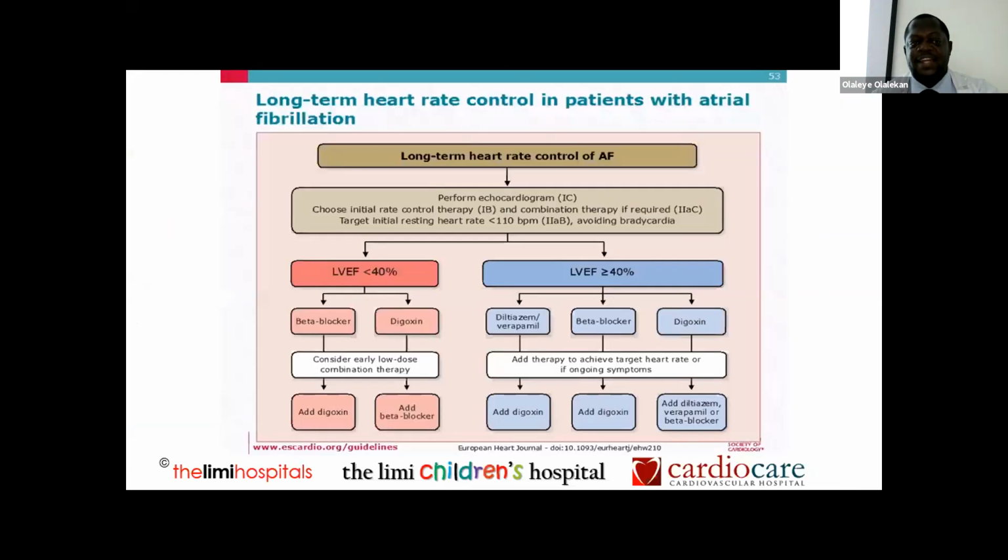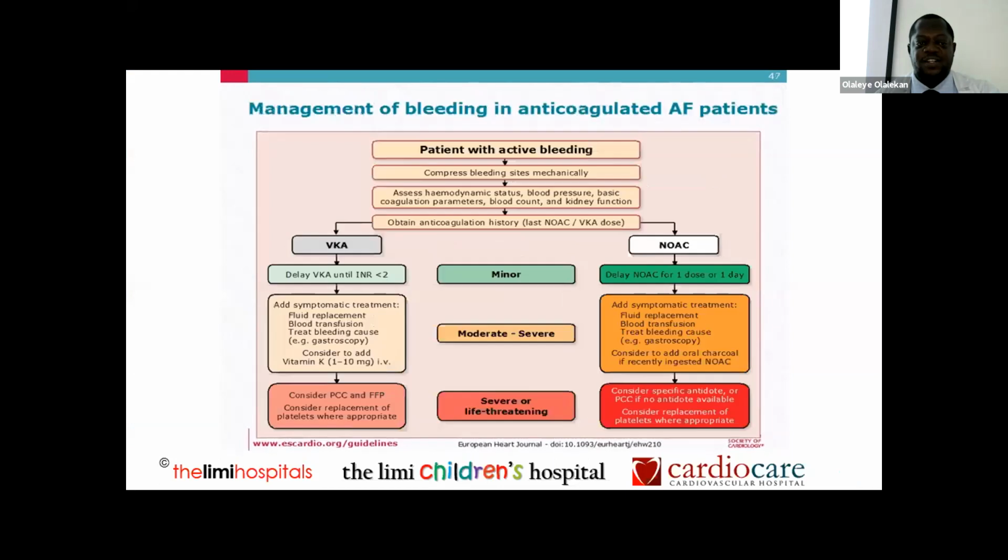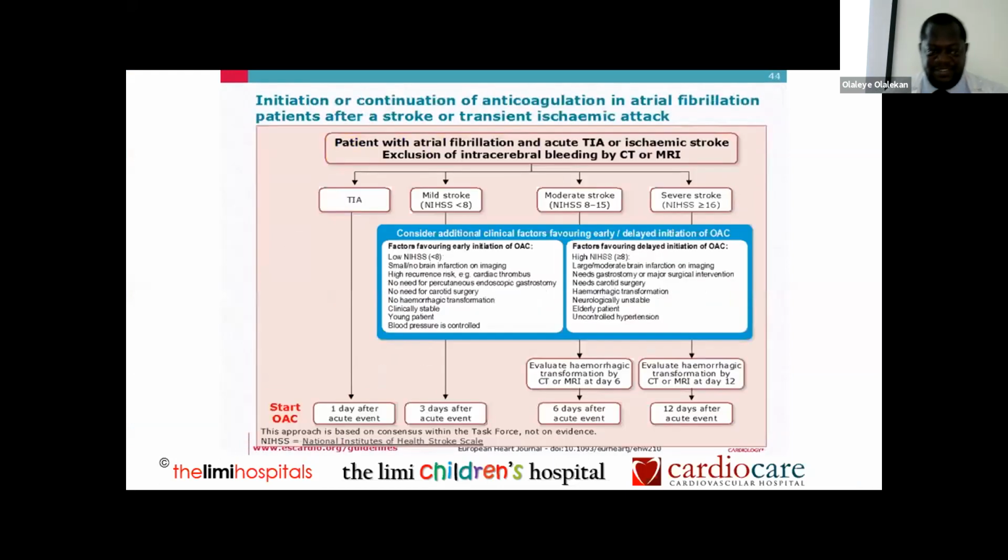So, for a patient with ischemic stroke, while you are waiting, you may put them on aspirin. This slide is talking about patients with ischemic stroke.